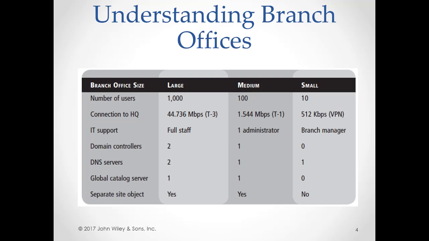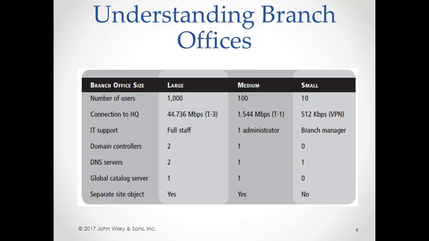But in that medium-sized office configuration, they show a single domain controller with a DNS server and a global catalog server. Remember that a site needs to have a global catalog. If you've got a domain controller in a site, you should have at least one global catalog server.